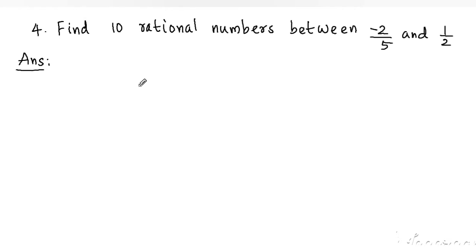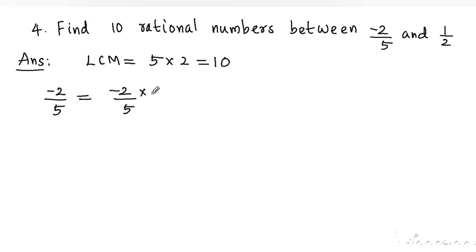Find 10 rational numbers between negative 2 by 5 and 1 by 2. Here you can see the denominators are different, so you can use the LCM method. The LCM of 5 and 2 is just the multiplication, 5 times 2, which is equal to 10. So here you have to rewrite the given numbers as numbers with denominator 10.